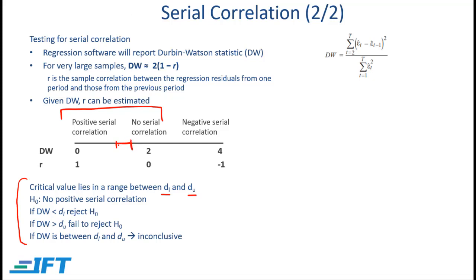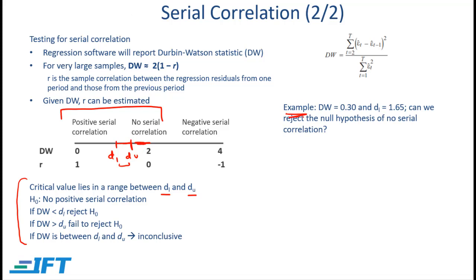If we have a DW stat that is less than DL, then we reject the null hypothesis that there is no positive serial correlation. In other words, we believe that there is positive serial correlation. If the DW stat is greater than DU, so let's say this is DU, if our DW stat is over here, then we fail to reject the null hypothesis that there is no positive serial correlation. And if our DW stat is in this region, then our test is inconclusive.